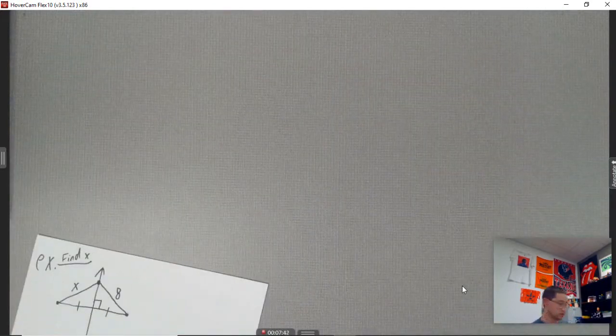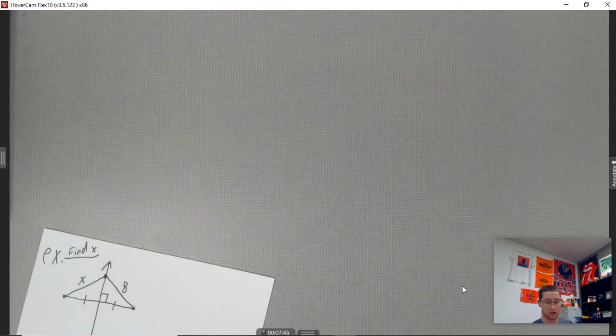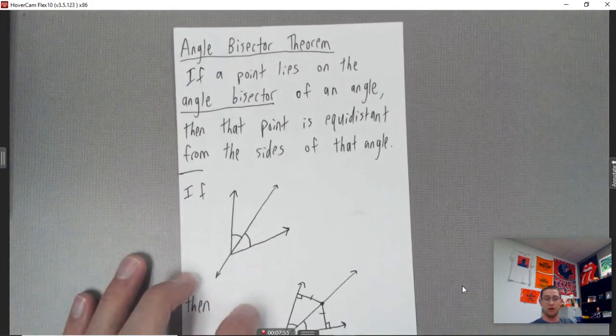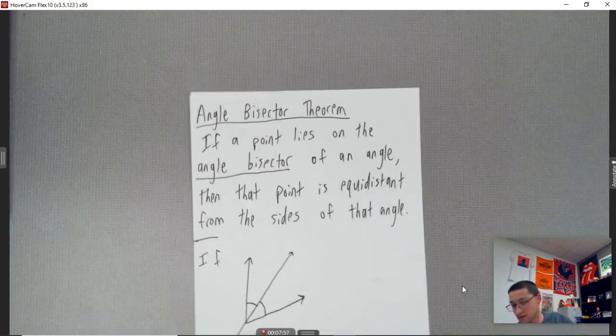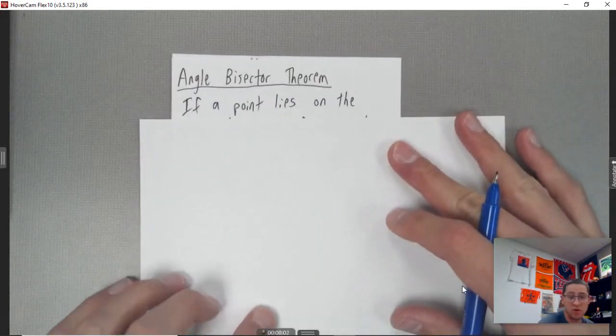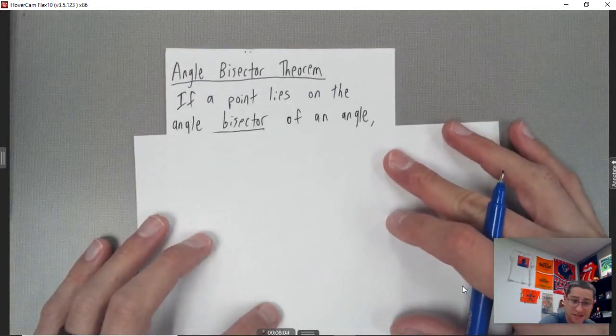On to the next property. Okay, on to the next one. So this is the angle bisector theorem. If a point lies on the angle bisector of an angle.